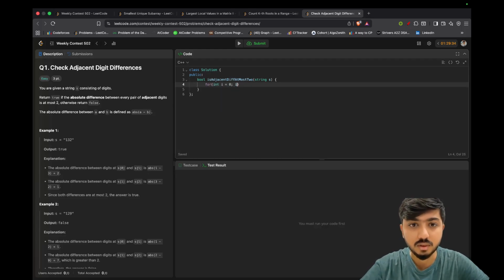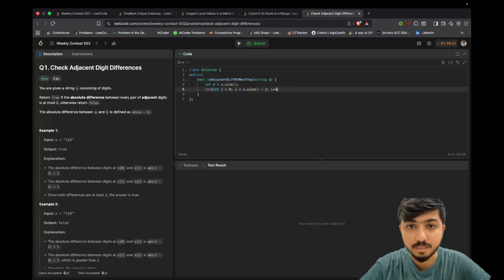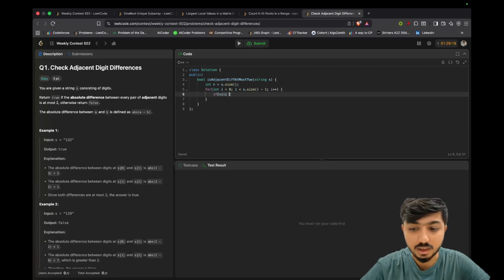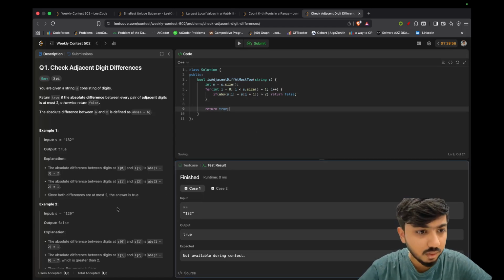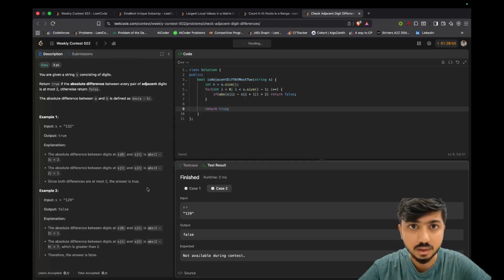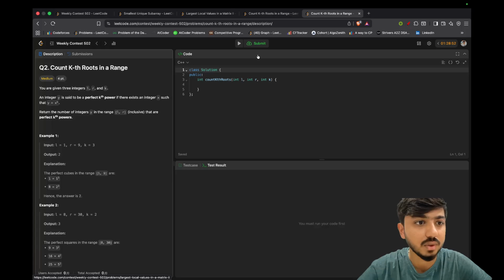For int i equal to 0, i less than s.size() minus 1, int n is equal to s.size(), i plus plus. If abs of s of i minus s of i plus 1 is greater than 2, then return false, else return true. True and false, right? Let's move to the second question.